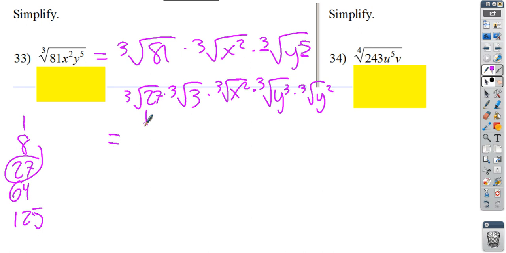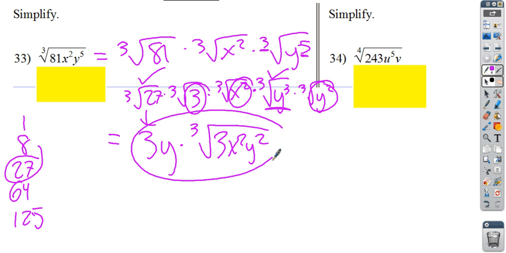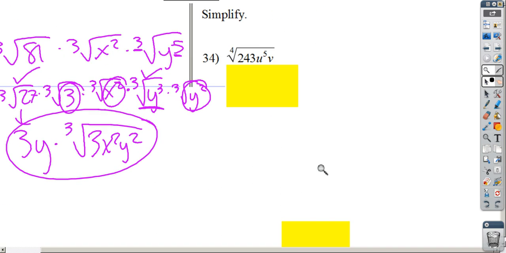So now let's go down the line. This equals 3. This right here equals y. And then the rest of it can't come out of the root. So I took care of this. I took care of this. I need to combine 3 and x squared and y squared underneath the cube root, since none of those can be simplified any further. None of them can be taken outside. So there's the answer.